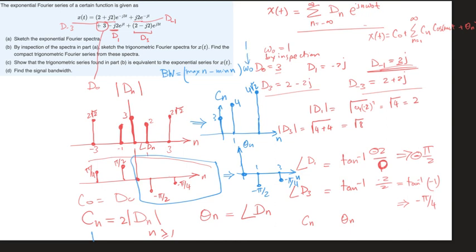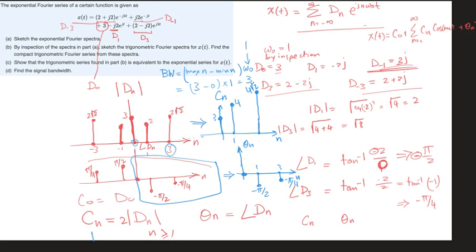When I say max n, I mean the maximum n that has a non-zero value. Because there are other n's here, but they all have a 0 magnitude, so they don't really exist. So the max is going to be 3, and the smallest is 0, and then this is multiplied by 1. So the bandwidth is equal to 3, and you can safely write 3 hertz if you want. We will just keep it 3.